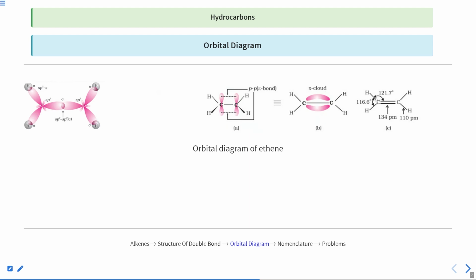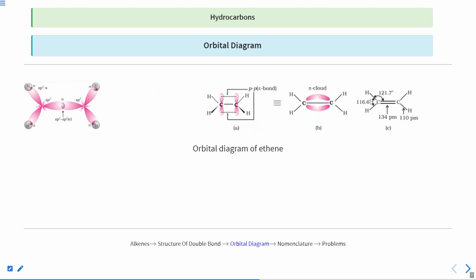Here the bond angle is not accurate. It is 121.7 degrees and not 120 degrees. The reason is also very obvious, because if you talk about this one, there is a repulsion between a pi bond and a sigma bond, or you would say there is repulsion between a double bond and a single bond. So the double bond has more electron density as compared to the single bond, and therefore it pushes this single bond more outward.